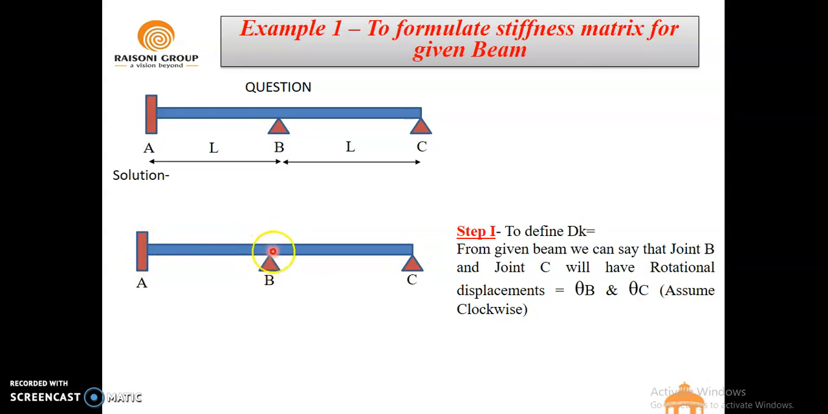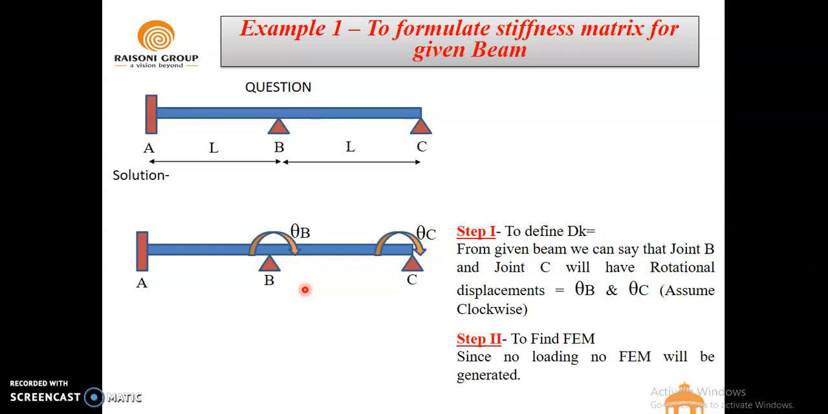Similarly, joint B, since it has a simple support, will have one perpendicular reaction. So this beam will not have any displacement in this direction, but it can have a rotation over here, because it is the property of a simple support to allow rotation. Similarly at joint C, the same reason applies. So we get dk equal to 2 in this case, that is, rotation at B and rotation at C. Now we will denote B and C as the first node and second node.